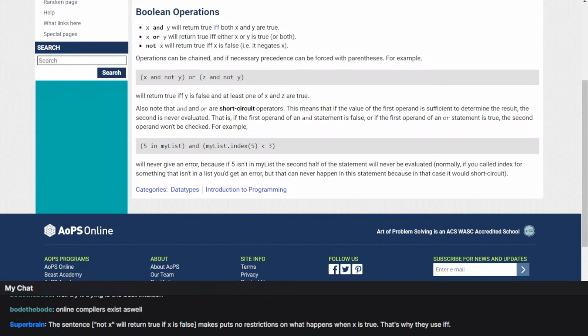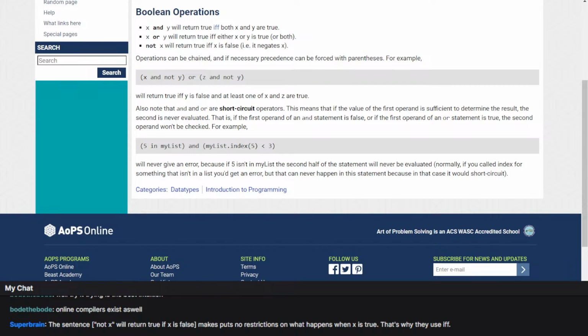Oh, okay, got it. Bodepibode says online compilers exist as well. Oh, if you got a good Python compiler that's free, that I don't have to make an account for, that I can just randomly copy and paste Python code into, give me your rec.